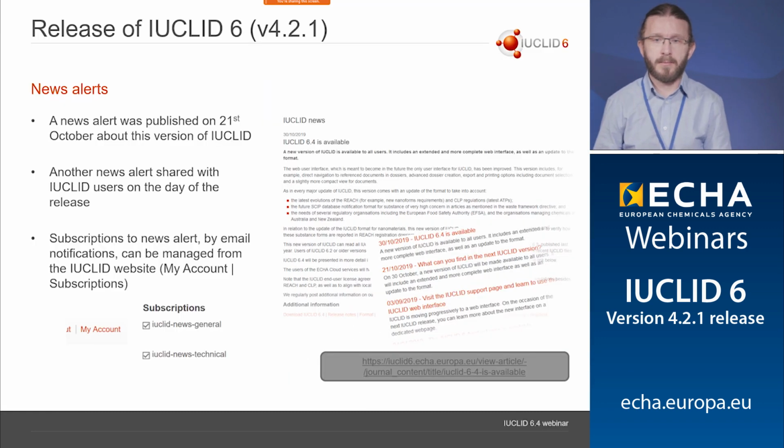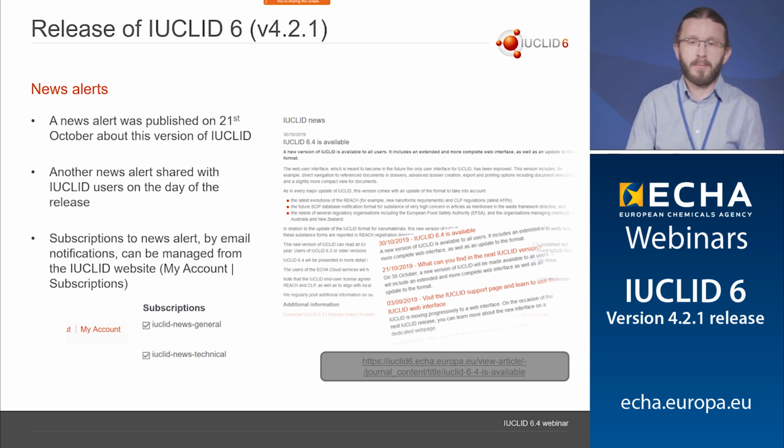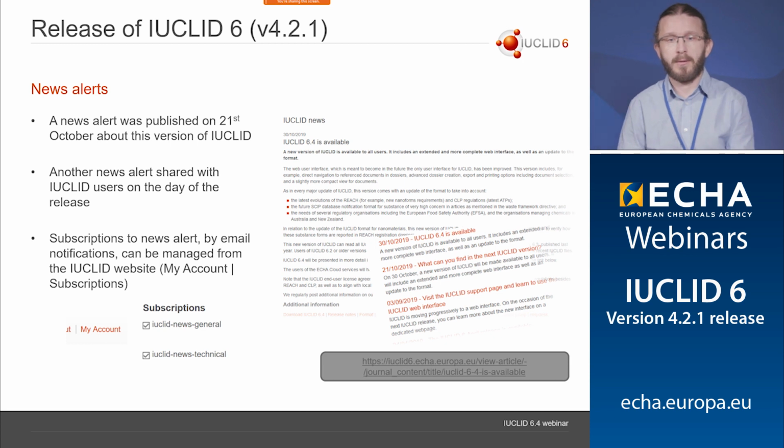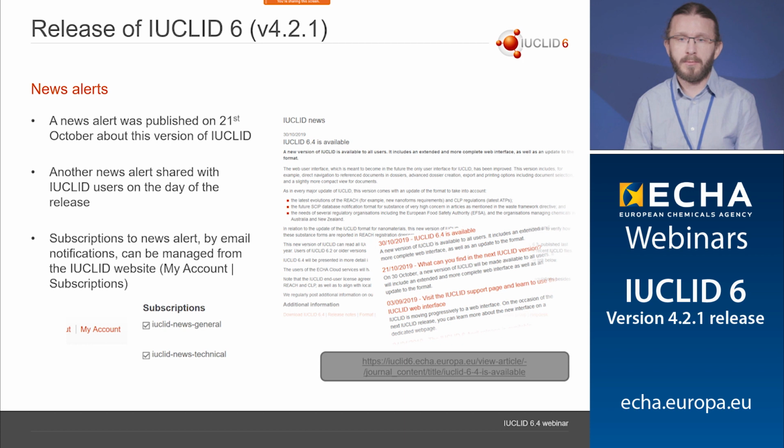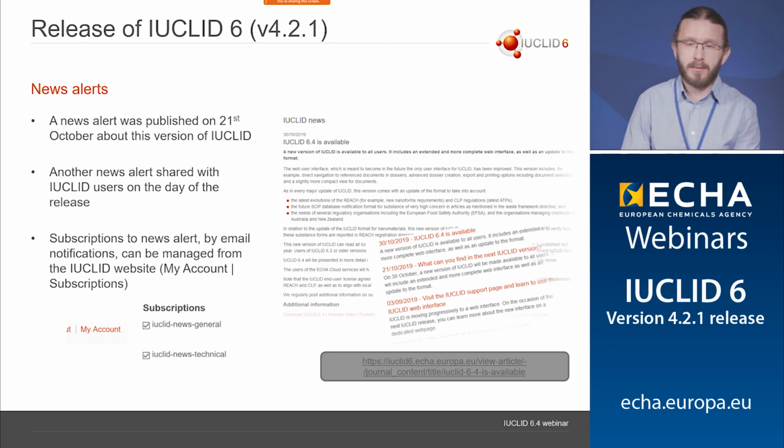Let's start with the Euclid 6.4 release. We had announced the release on the 21st of October via a news alert posted on our website. And we published also another news alert just on the day of the release on the 30th of October, so Wednesday last week. If you did not receive a notification about this release, you can go to the Euclid website and access your account. You can set a subscription to receive the news alerts via emails.